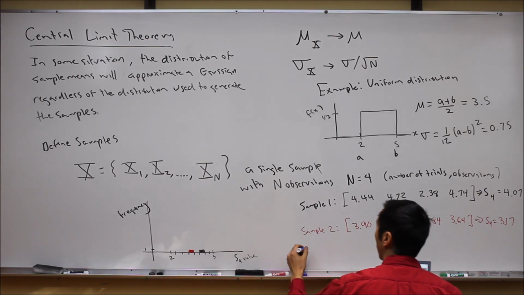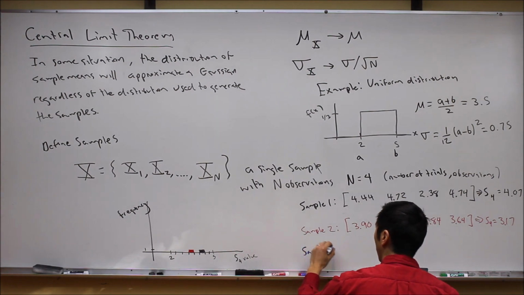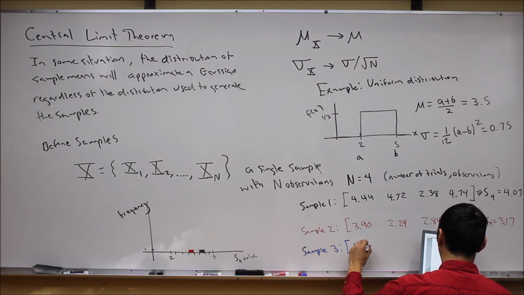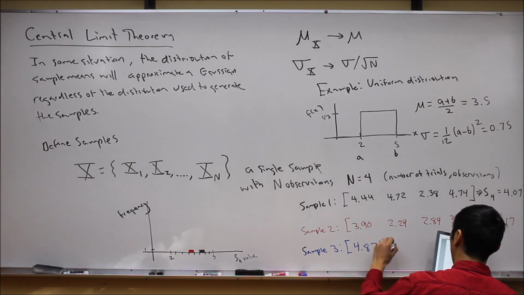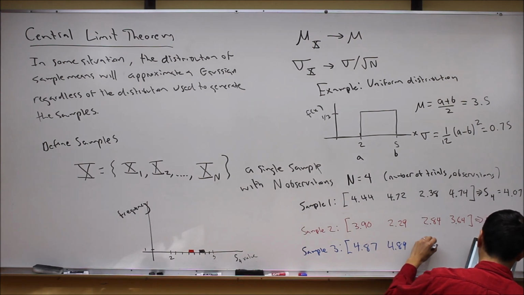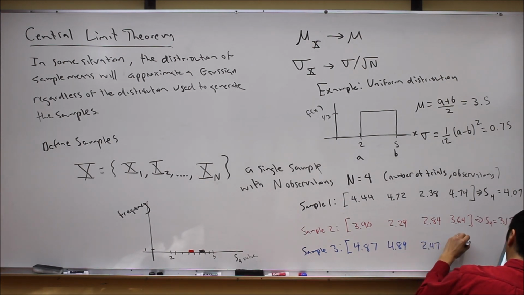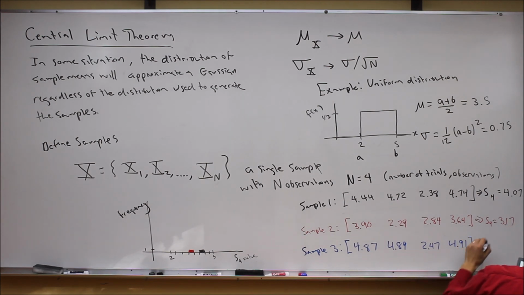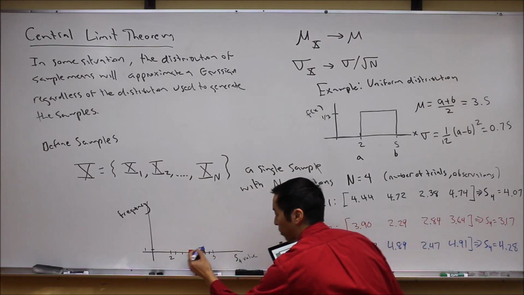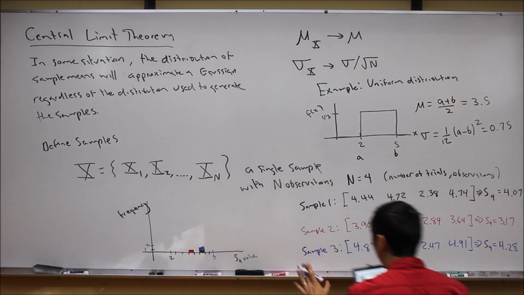How about one more? Let's say sample 3, here in blue. I do this again and you get 4.87, 4.89, 2.47, 4.91. Again, let's calculate the sample mean with four observations, and you get something like 4.28. Maybe that falls into this same bin here, so I'll draw another one here. Now we're up to a frequency of 2 here. Does everyone get the picture here?